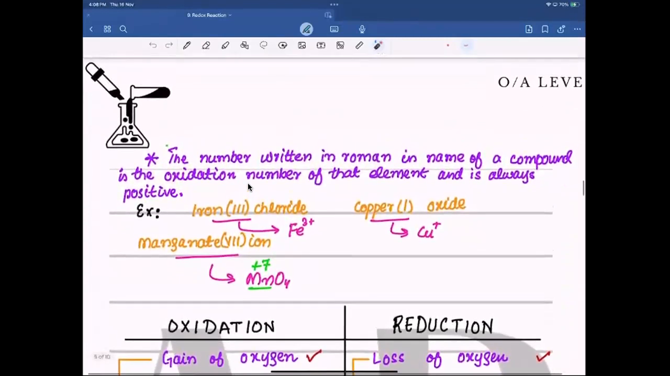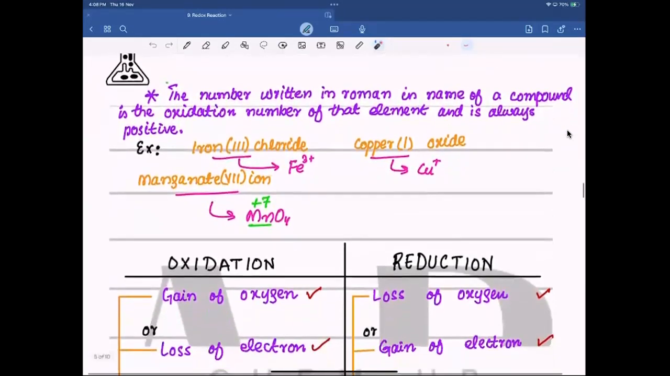So we have seen how to find the oxidation number, right? Now we know how to calculate the oxidation number, but sometimes in compounds the oxidation number does not stay the same for an element, so the oxidation number is always written in Roman numerals in the name. Like here it is written iron 3 chloride.